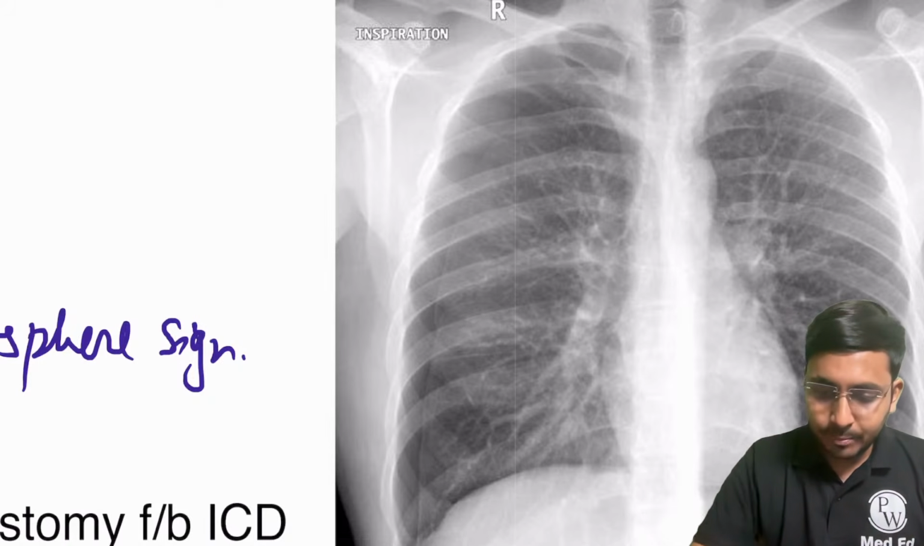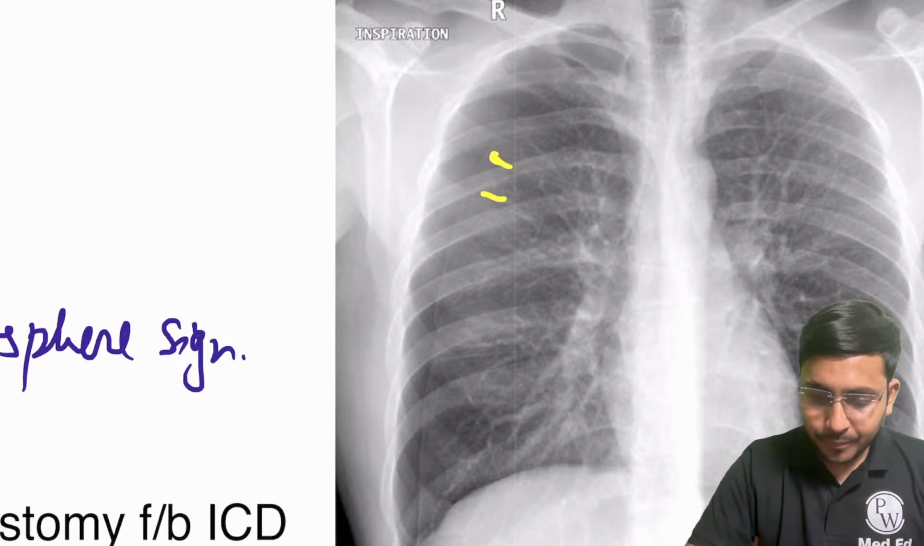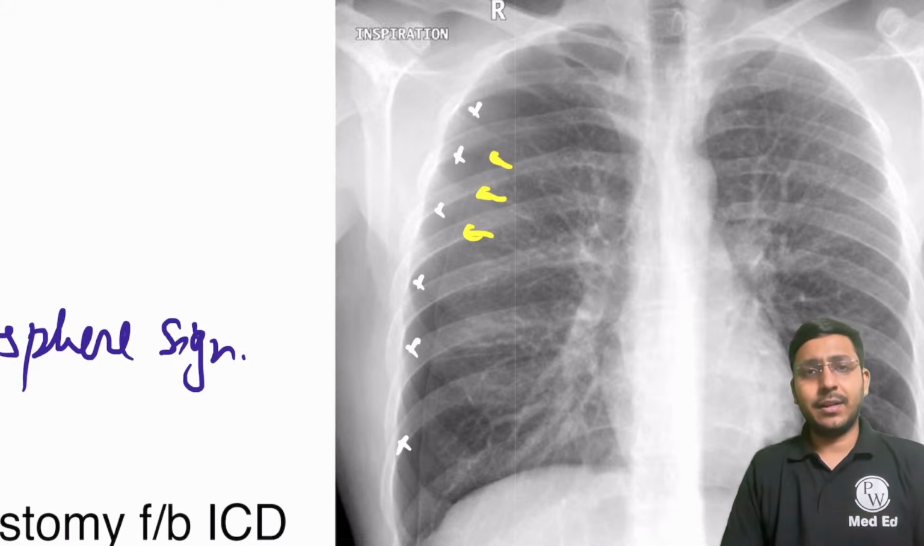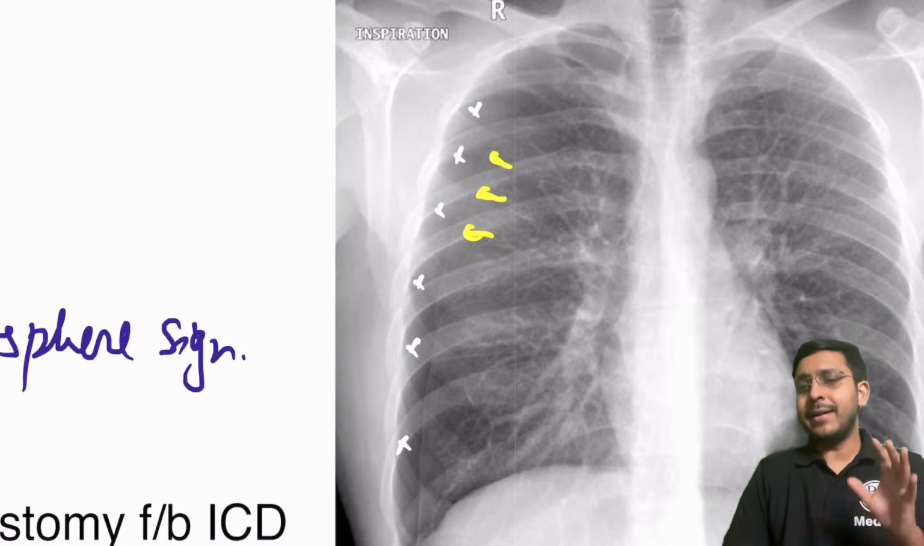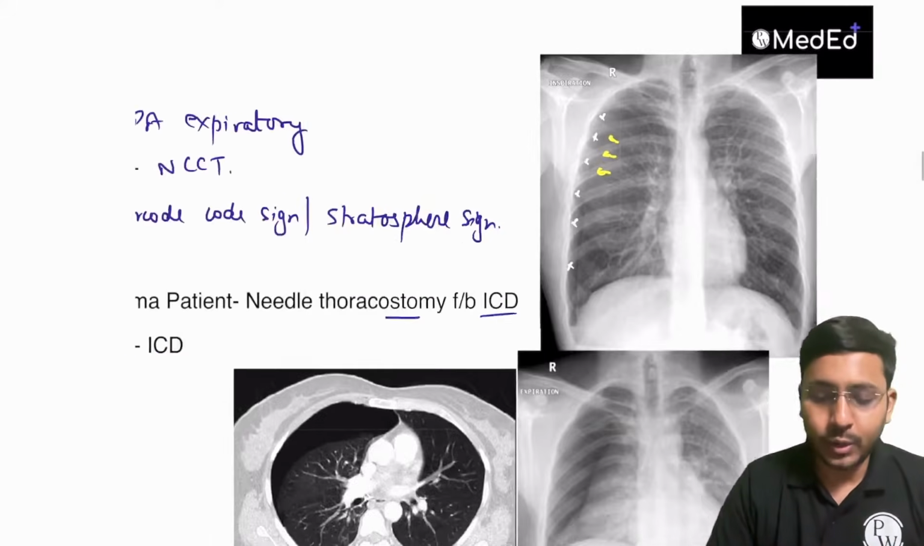So here you see this beautiful visceral pleural line. And outside it, you don't see any vessels here, right? Don't see any vessels here. So this is a pneumothorax. Very subtle finding. You have to zoom the image to know it.